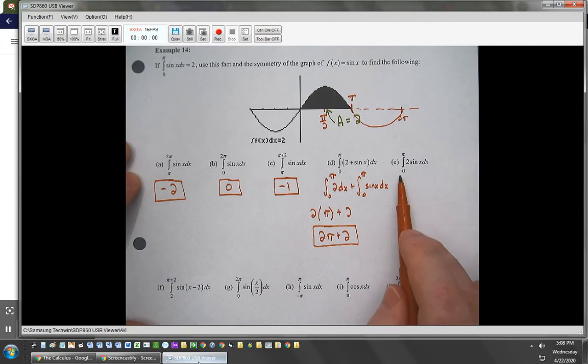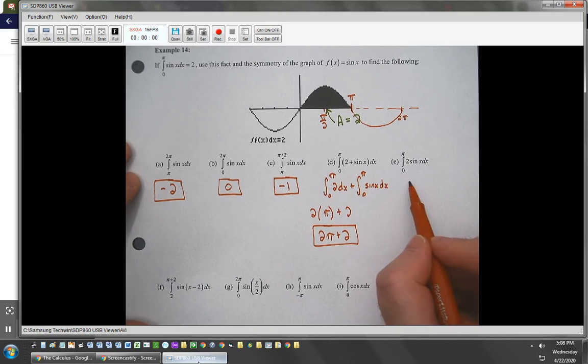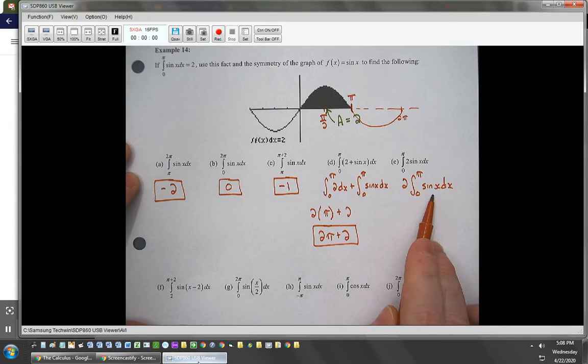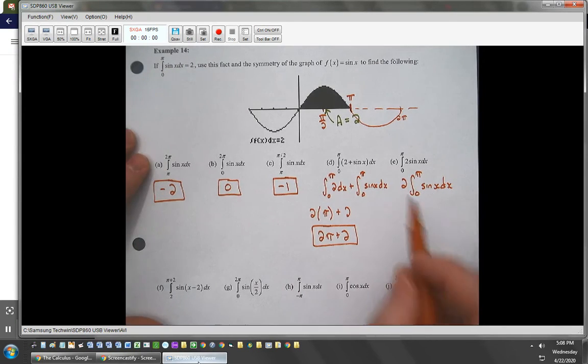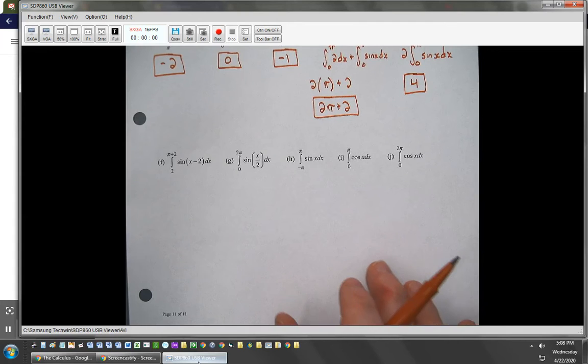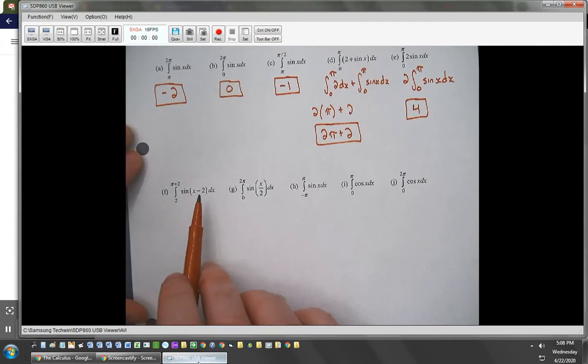From 0 to, oh, that's just a constant. Constants are a breeze. I'm going to bump it out first. We already know that was given to us as 2, so 2 times 2 ends up being 4. Wish I would have changed my colors. I don't know why I stayed with the same colors. Sine of x minus 2.